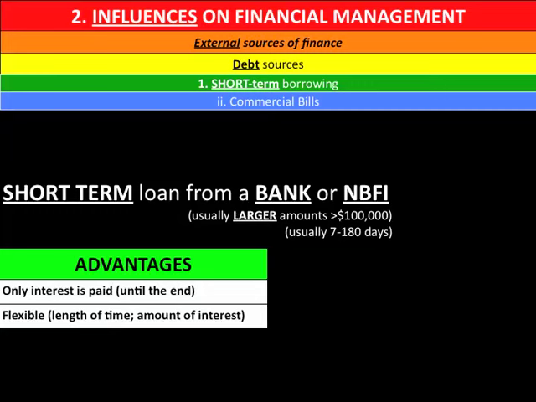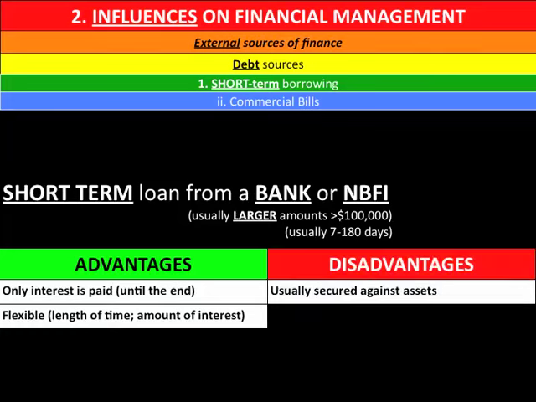So this is a good choice for businesses that need a larger amount of money, but they need it pretty quickly. Say they see some big advantage or big opportunity that they can take advantage of now, but they need a larger amount of money. They can usually go, okay, well, we're just going to get a commercial bill. The disadvantage, though, is it's usually secured against assets. There is that also big payment at the end, but hopefully your business can handle it. But usually it is secured against assets.